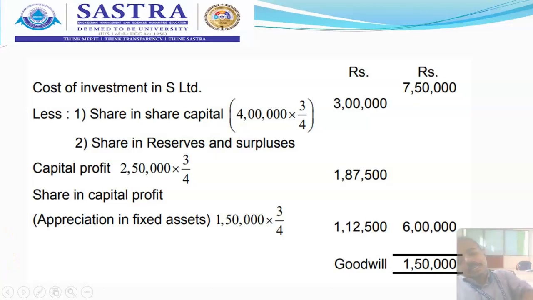As I said, now I will post you a question. In the same background, I will change the cost of investment amount. Here it has been given as 7,50,000. I will give you a different amount and I will ask you to calculate the cost of control in the form of either goodwill or capital reserve.